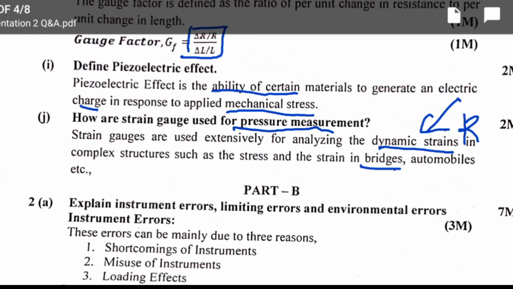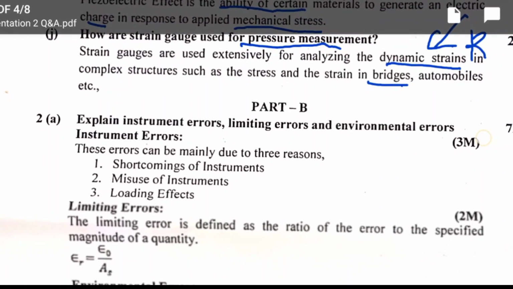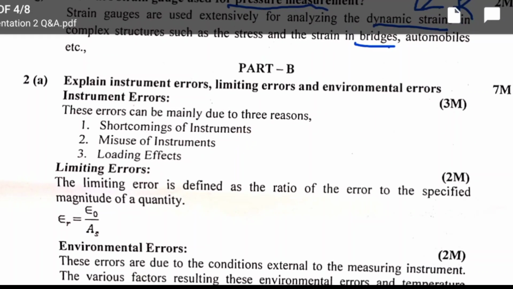That is unit 4, transducers, which we can study. Coming to part B, explain instrumental errors. Instrumental errors are shortcomings in the instrument. These errors can be mainly due to three reasons. One is shortcomings inbuilt: whenever the instrument is manufactured, these errors appear. The others are misuse and loading effects. These are the three main reasons for instrumental errors.